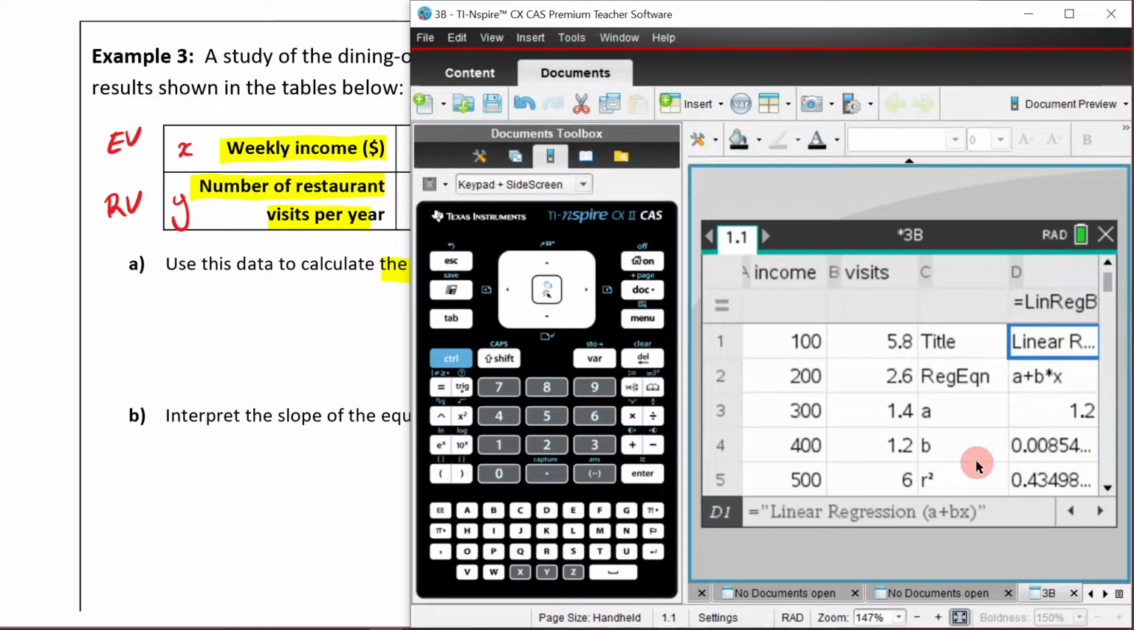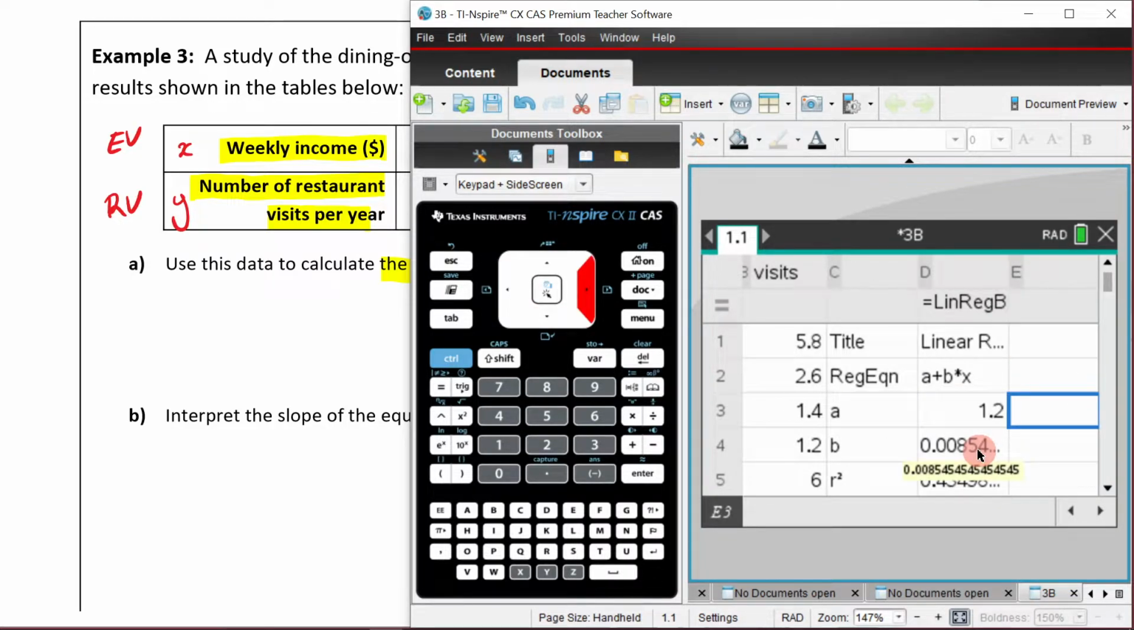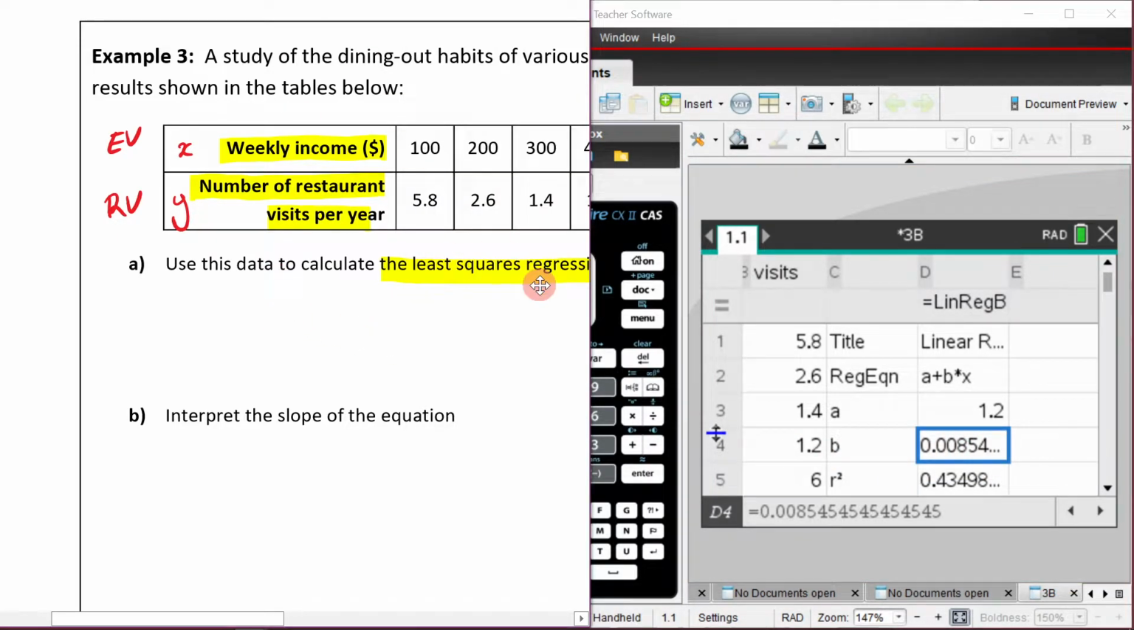Hit OK. And then what is produced for me here is some answers. So here you can see that A is equal to 1.2 and my B is equal to 0.0854. So let's come over here now and let's write down what we've been told. So we've been told that Y is equal to, now my A was 1.2 plus my B is 0.00854 and of course X.